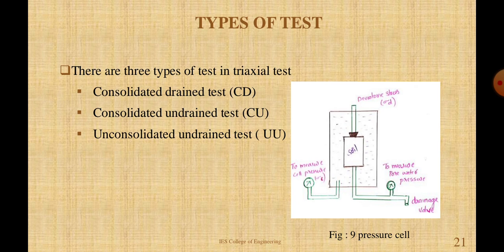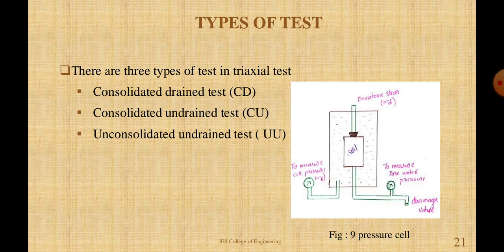Then figure 9 shows the simple structure of the triaxial apparatus with a drainage valve and a pressure meter to measure the pore water pressure. The cell is filled with a fluid which will exert a confining pressure on the soil, and it is known as σC or σ3. A deviator stress is applied vertically and it is known as σd. Therefore, the total stress σ1 is equal to σ3 plus σd.